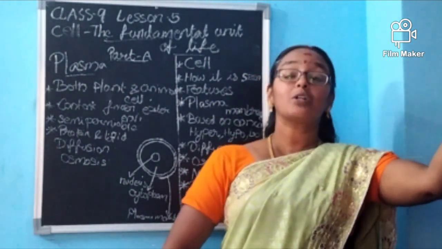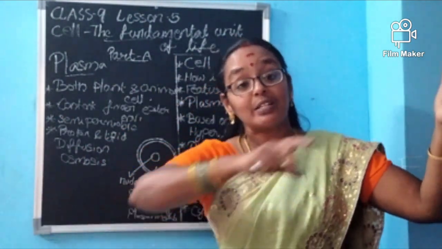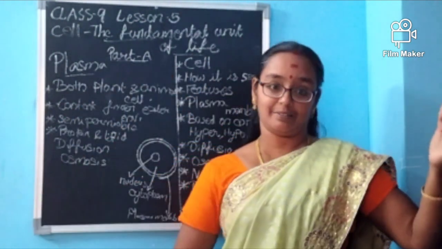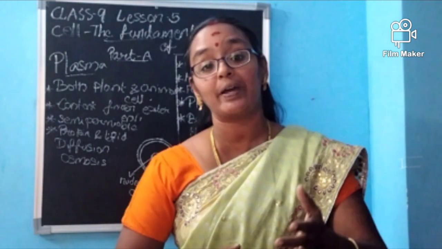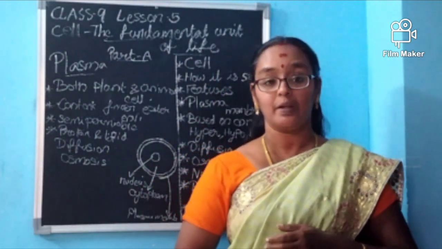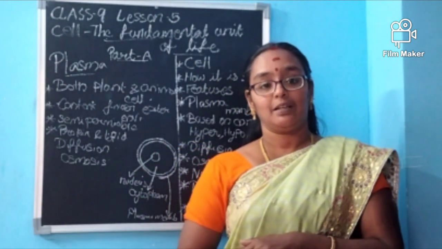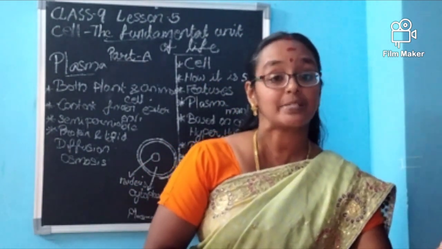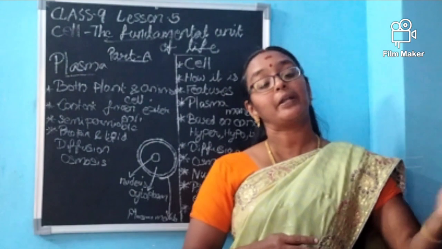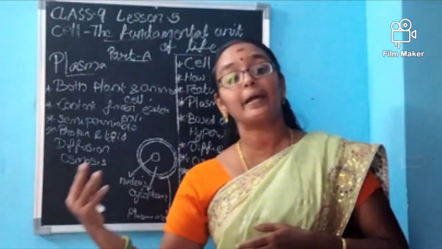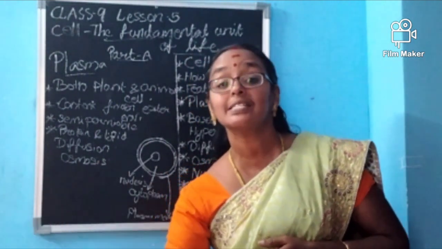So from higher concentration to lower concentration, what will go? The oxygen will enter. So the cell will respire and all the oxygen will be consumed. At last, what happened? The carbon dioxide will be more in the cell. But outside, the concentration of carbon dioxide is less compared to the concentration of carbon dioxide inside the cell.